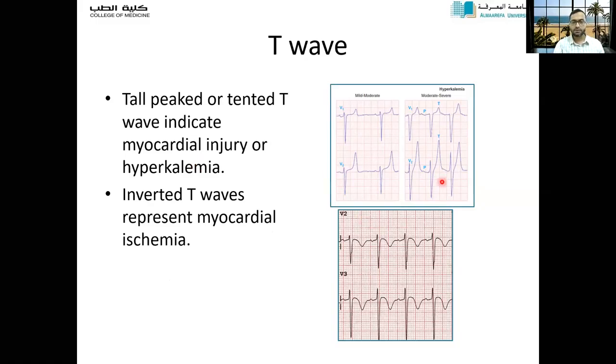And sometimes, opposite to this, you will find an inverted or negative T wave. A negative T wave is suggestive of myocardial ischemia, and sometimes a flat T wave may result from hypokalemia. So an inverted T wave is suggestive of either myocardial ischemia or hypokalemia. You have to confirm it by doing the lab investigations.